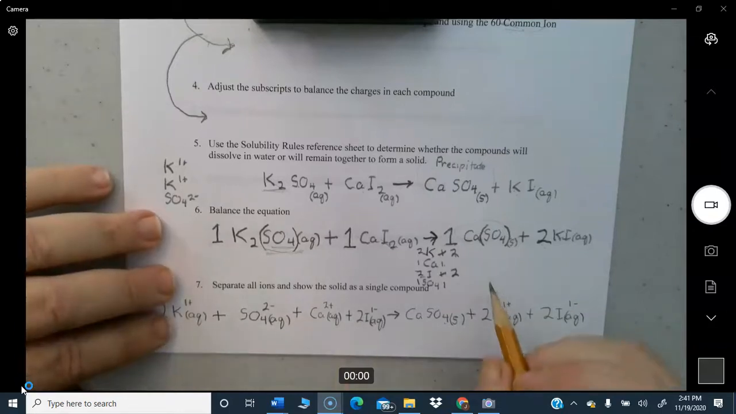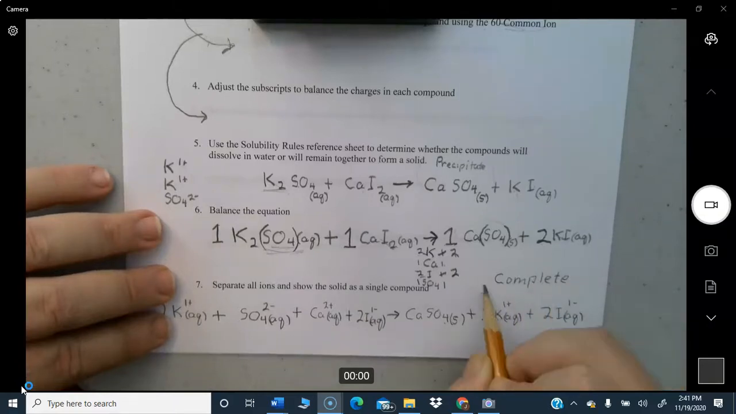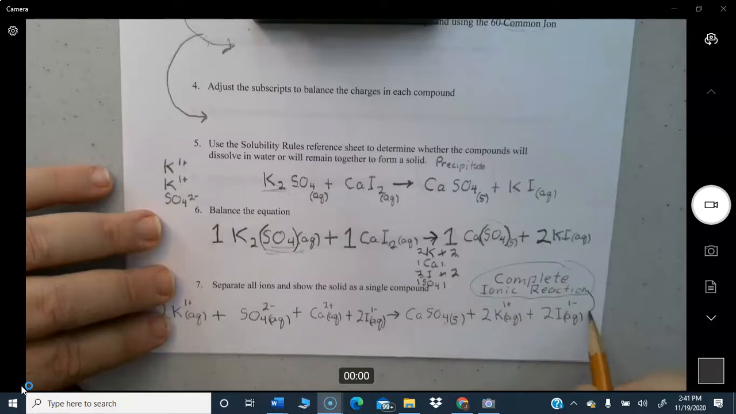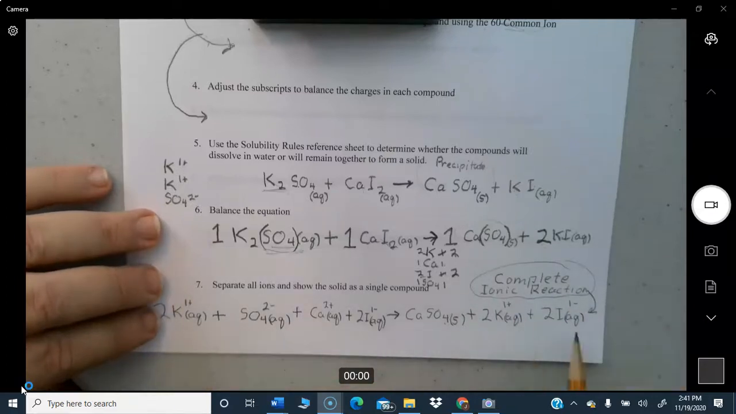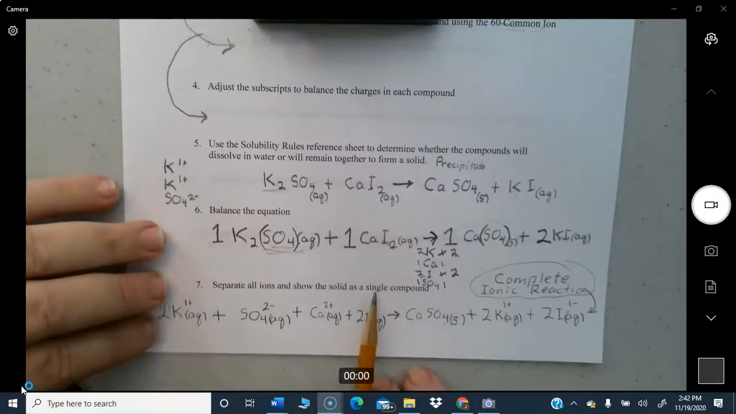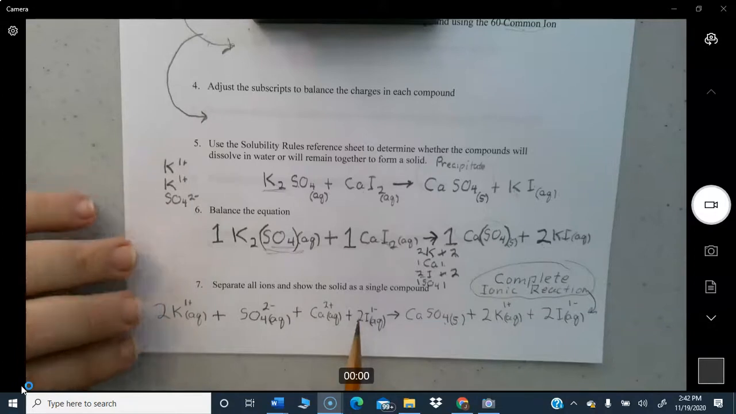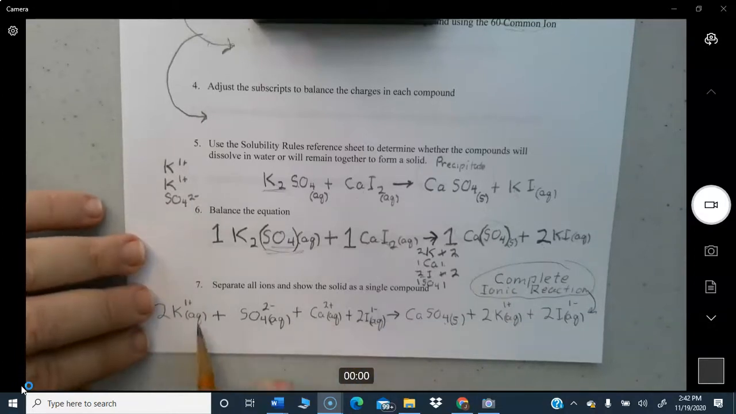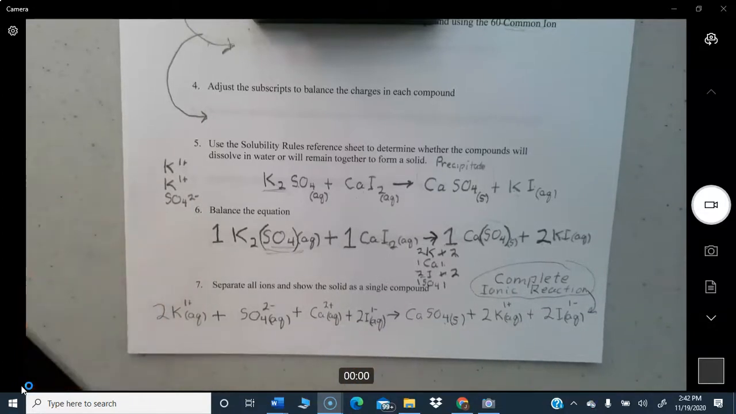And this has a name. It's called the complete ionic reaction. That's this whole thing right there. The entire thing is the complete ionic reaction. Okay? Now, I'm going to combine step 7 and step 8 because step 8 is going to ask us to cancel. And I don't feel like writing this equation all over again, okay?